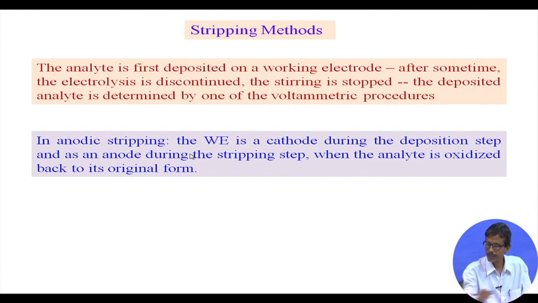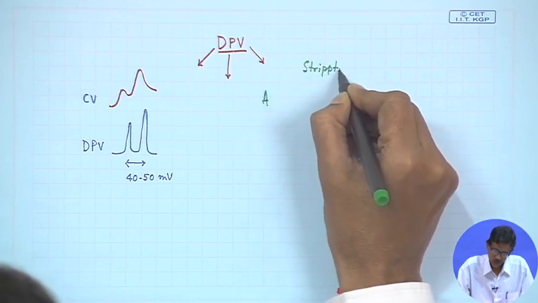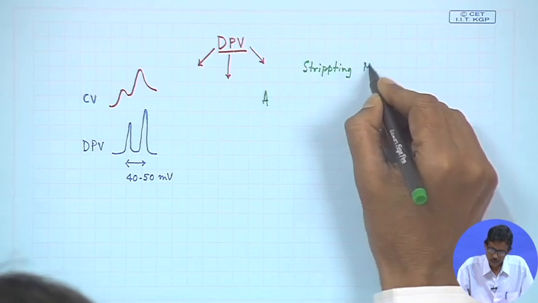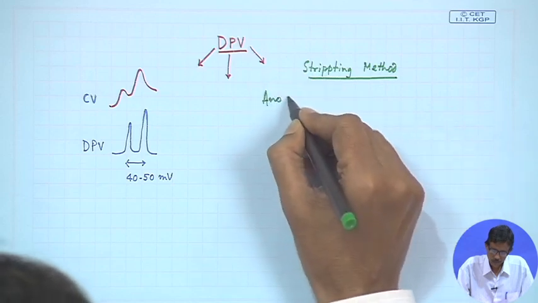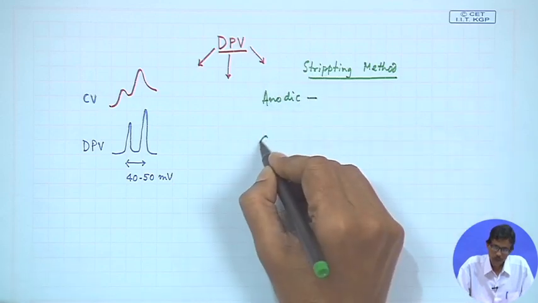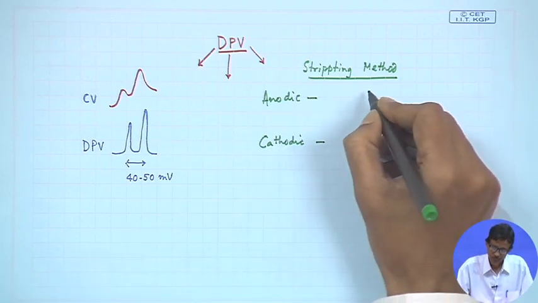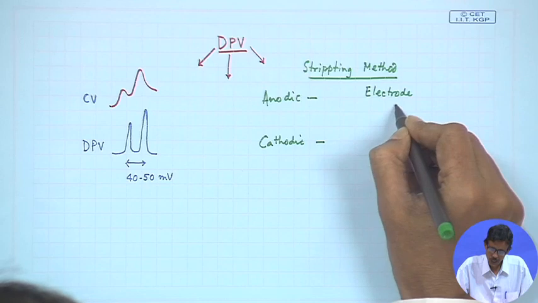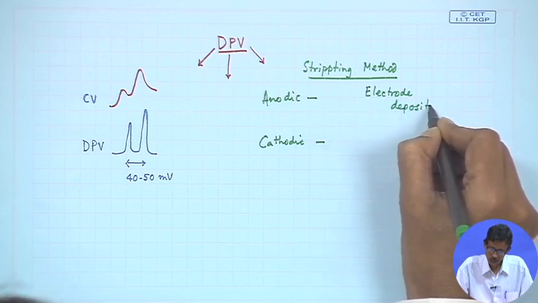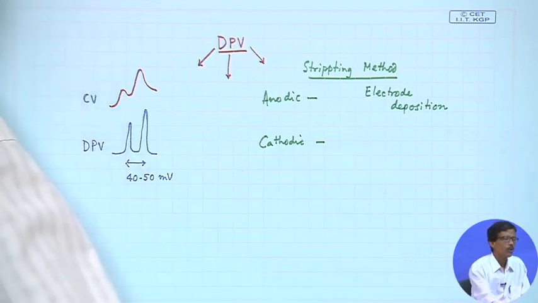So, you will definitely have two types of stripping method: one will be anodic, the other will be cathodic, and both are related to electrode deposition. That electrode deposition will be useful for measuring this.